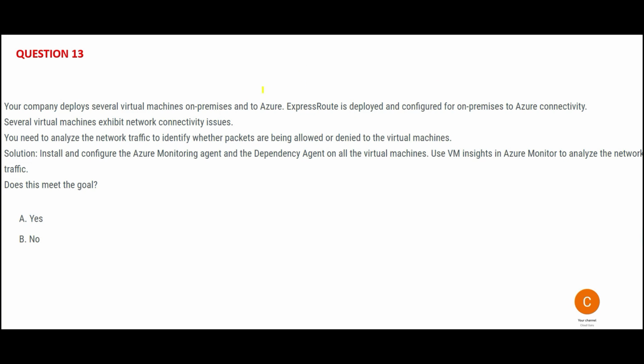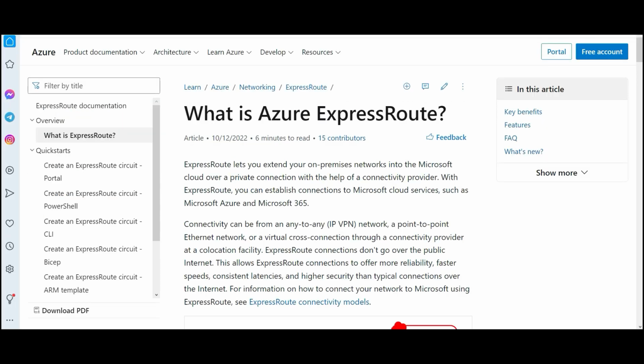Your company is deploying many virtual machines, some on premises, some on Azure. They are using ExpressRoute between on-premises and Azure for connectivity. This helps you extend your on-premises networks into the Microsoft Azure cloud using a private connection. It is just like AWS Direct Connect, where the existing internet connection is not leveraged. A special set of cables and wires are laid down between your on-premises office and Azure data centers.